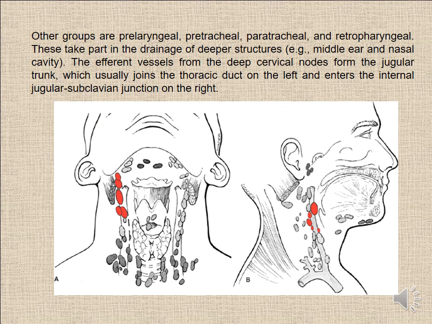Other groups are laryngeal, prelaryngeal, pretracheal, paratracheal, and retropharyngeal. These take part in the drainage of deeper structures, the middle ear, and the nasal cavity. The efferent vessels from the deep cervical nodes form the jugular trunk, which usually joins the thoracic duct on the left and enters the internal jugular subclavian junction on the right.